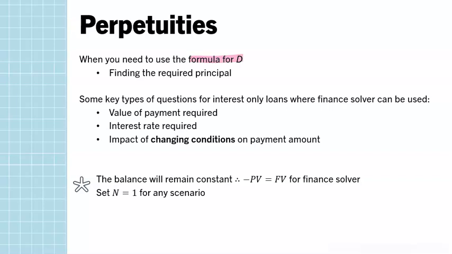When we're using finance solver, the best way to run through it is to have your principal value and your future value. They'll be the same number, but you are investing, so negative PV, and the same number but positive for your future value FV. We can set N for any number of payments, but all you need to do is set N to equal 1, because we know that the balance will remain constant no matter how many payments have occurred.